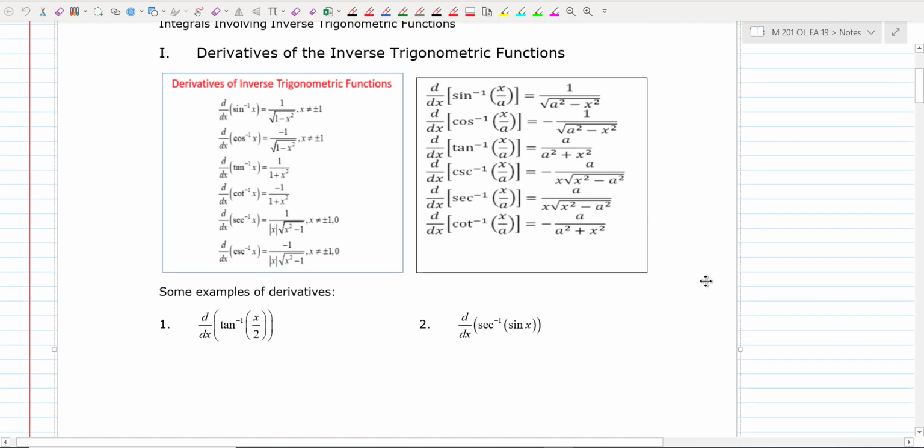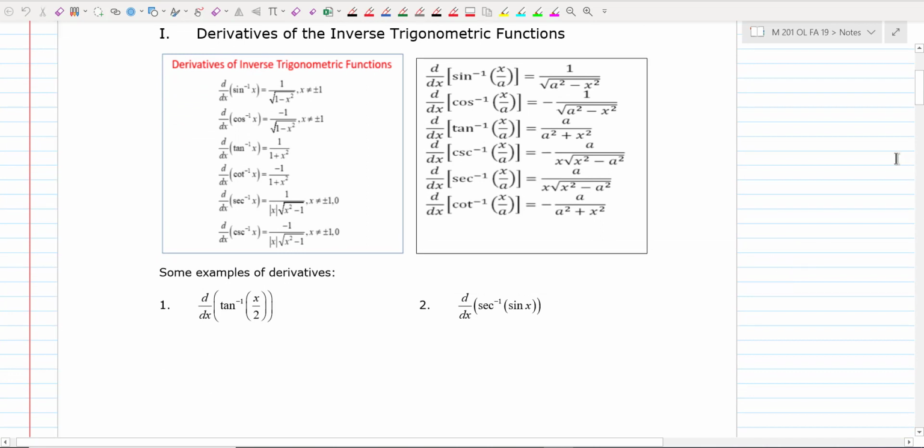I do want to go over just a couple of examples of derivatives before I get into the integration. So the first one, we're going to do the derivative of the inverse tangent of x over 2. Now you could use this formula directly, which I'll show you in a minute how to do. But for now, let's just do what we've already learned how to do. If you look at the general definition, it's going to be 1 over 1 plus x squared. But we have a function there, so we're going to have to apply the chain rule.